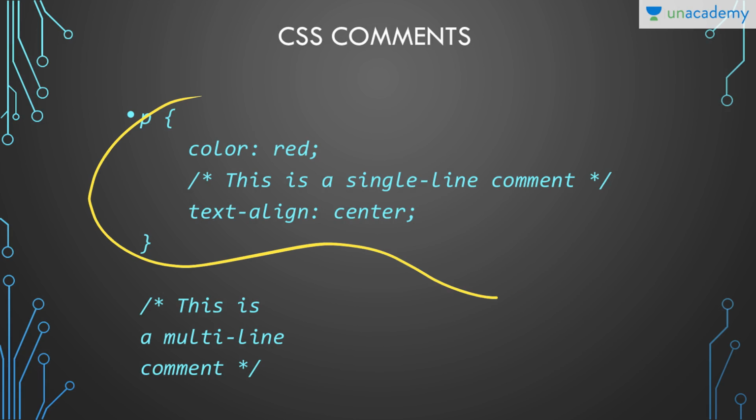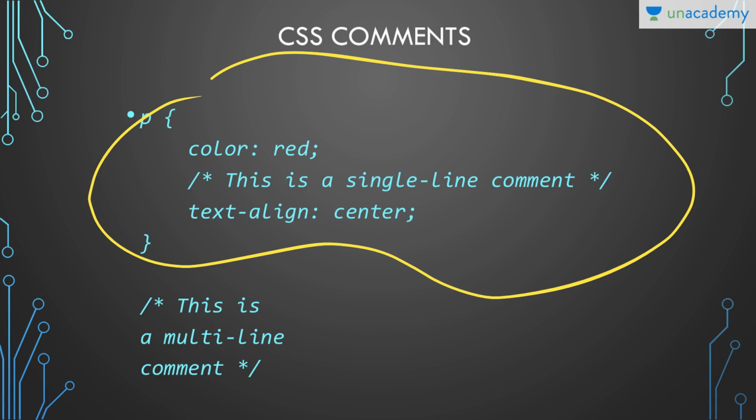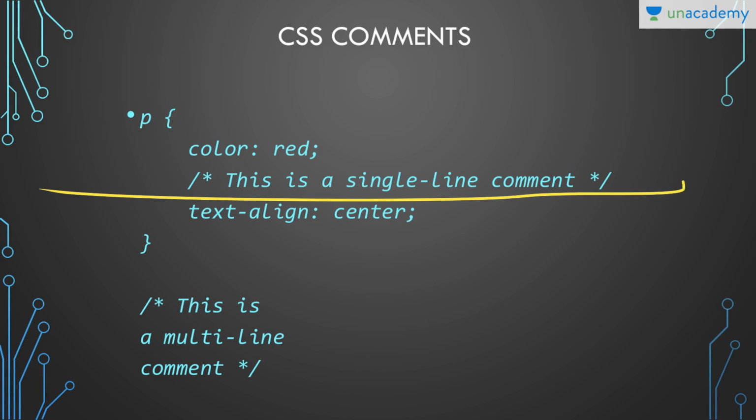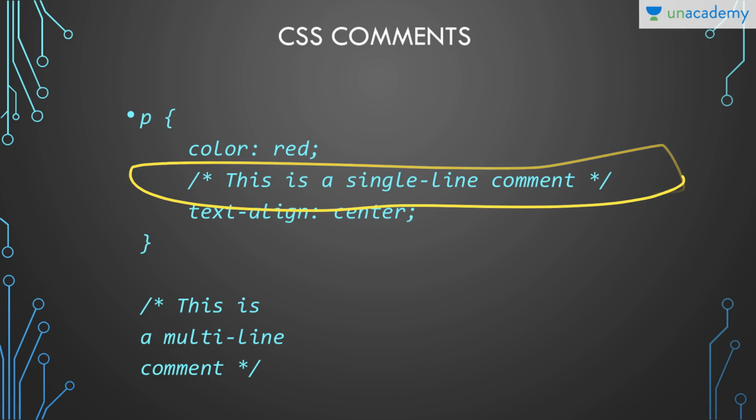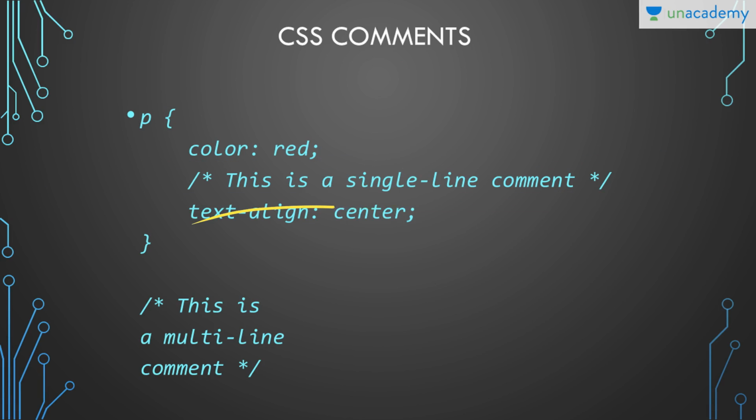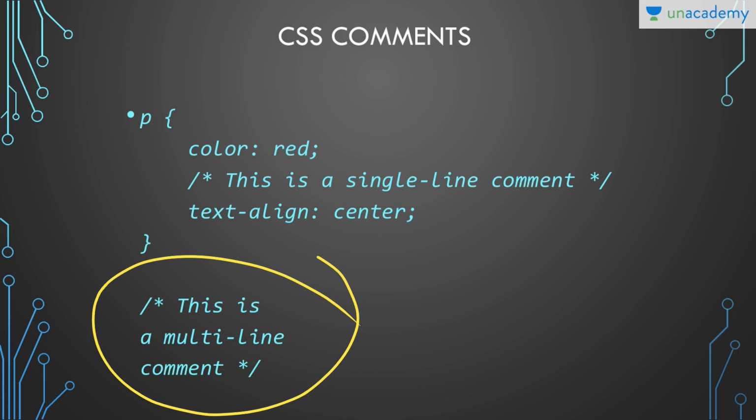To write a single line comment we have to use this syntax. As you can see here, we will write a slash and a star, then the single line, and after that we'll close the comment using this syntax, that is a star and forward slash. So this is the way we can use our single line comment, and if you want a multi-line comment, we'll use the same syntax but we'll use multiple lines.